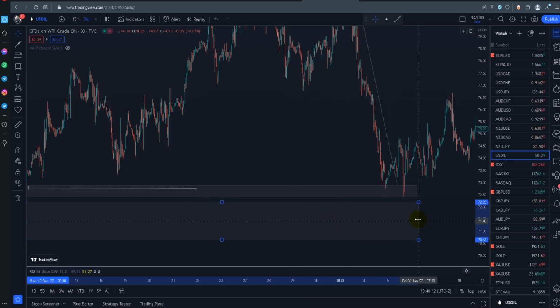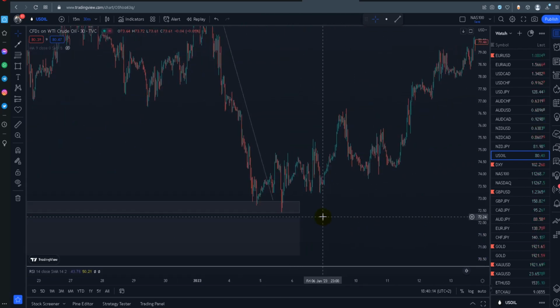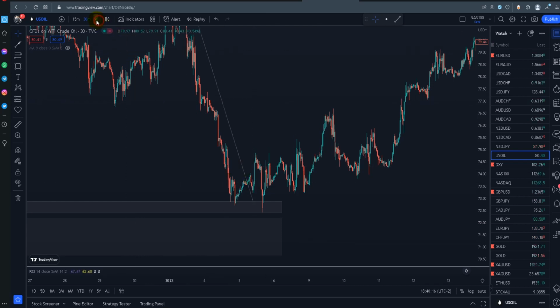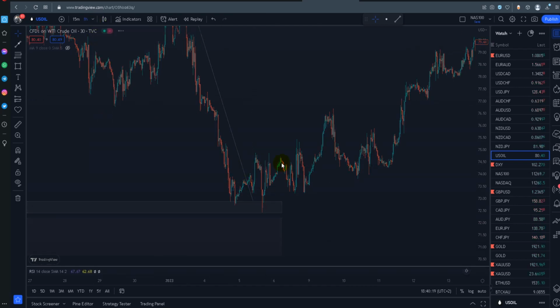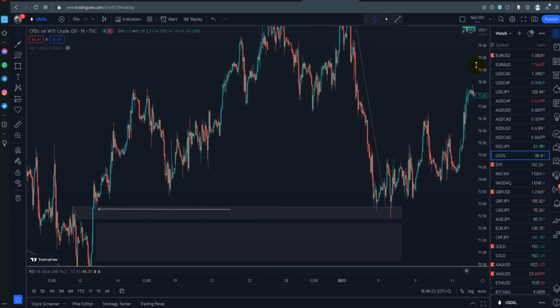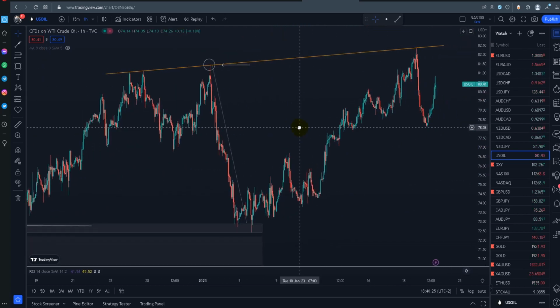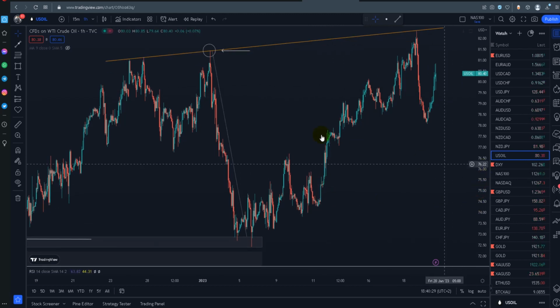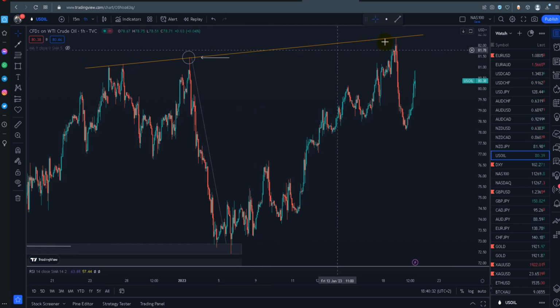Basically from that zone, you would have been able to take in a buy position and a long position all the way up back to the previous wick zone.